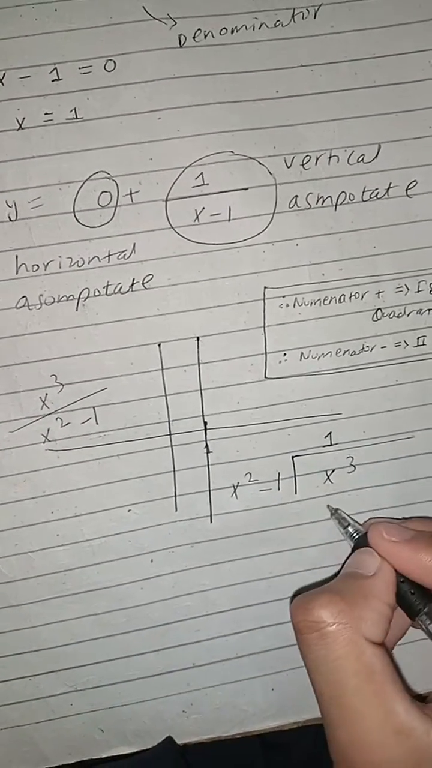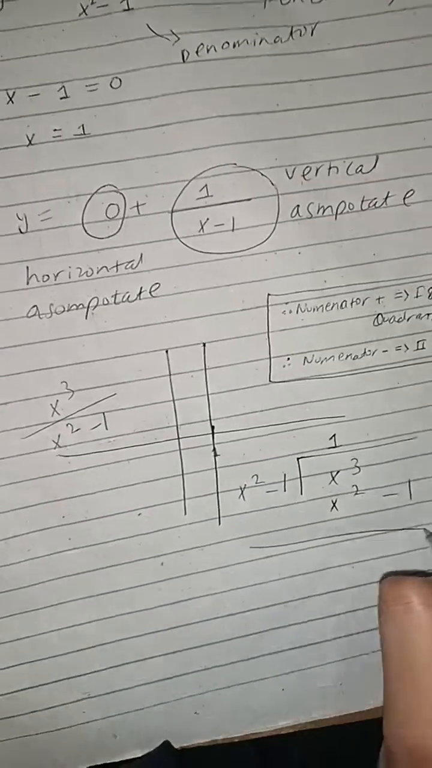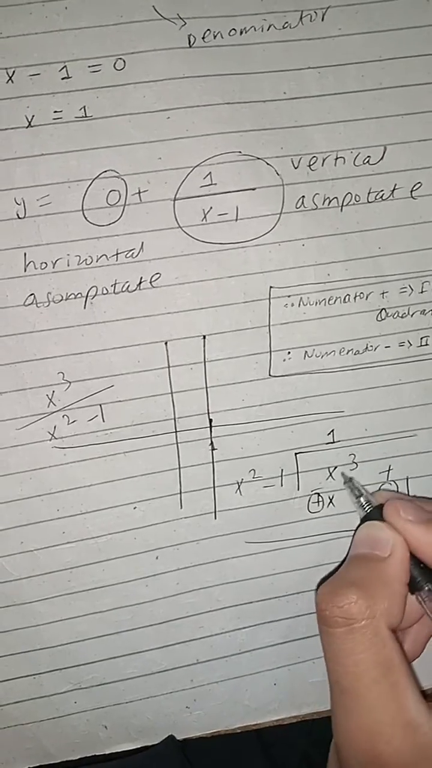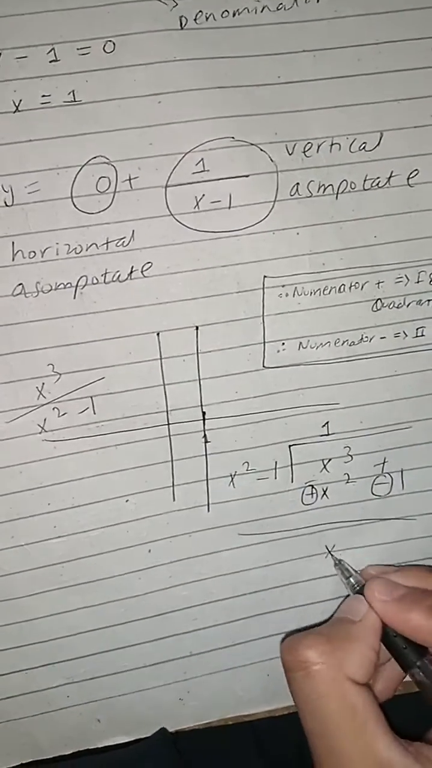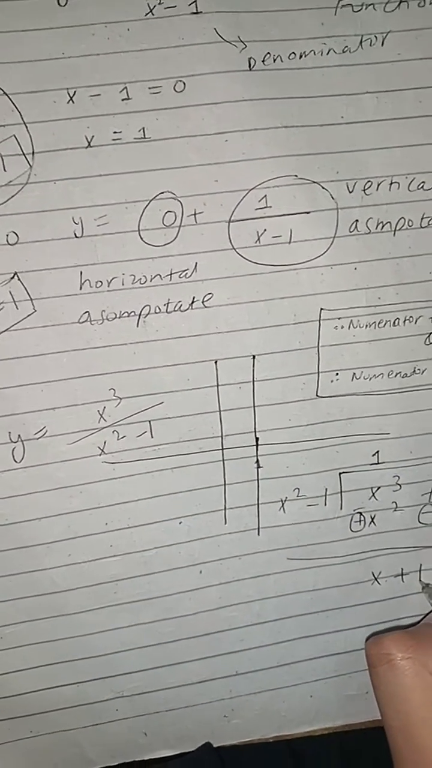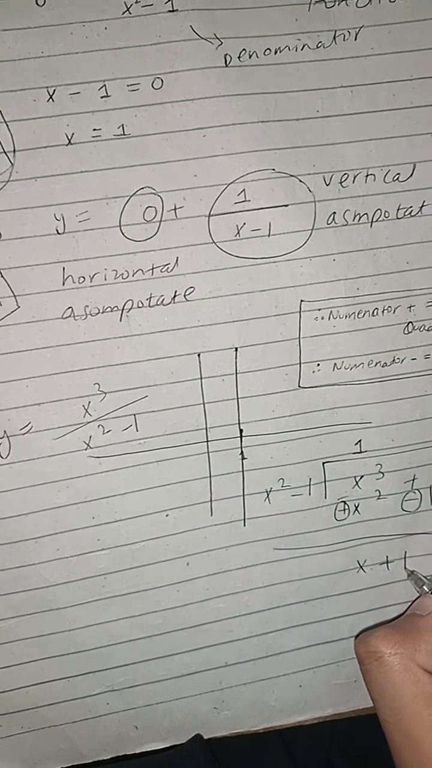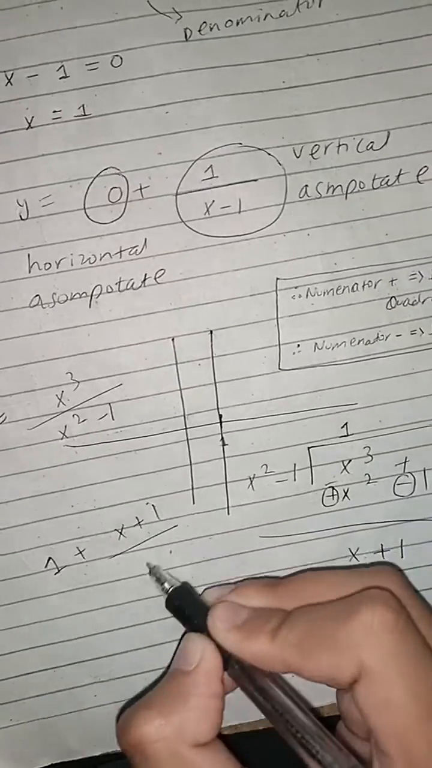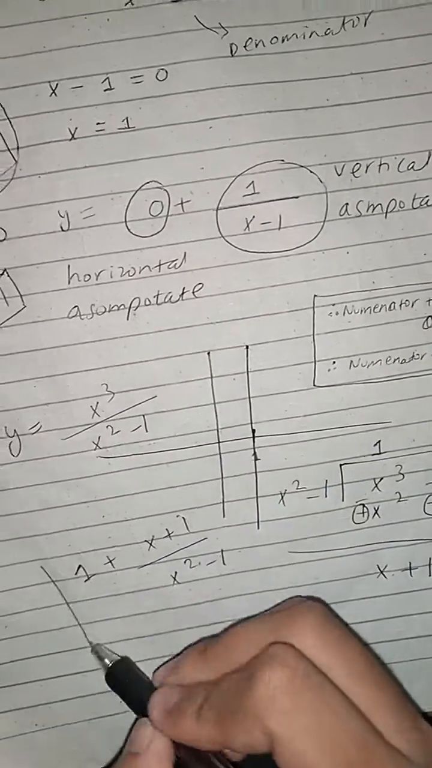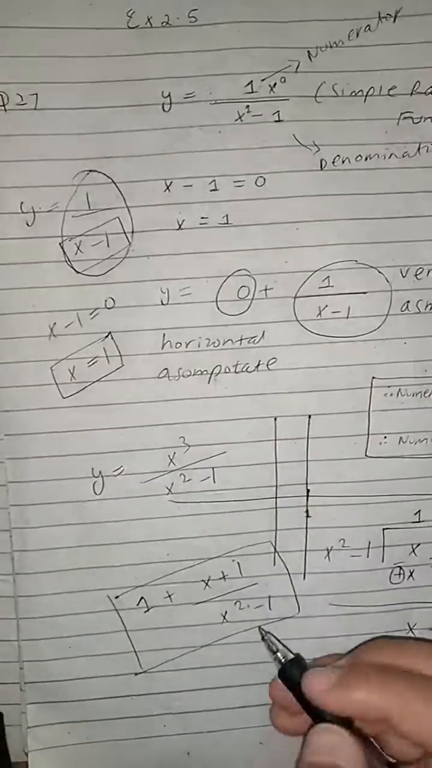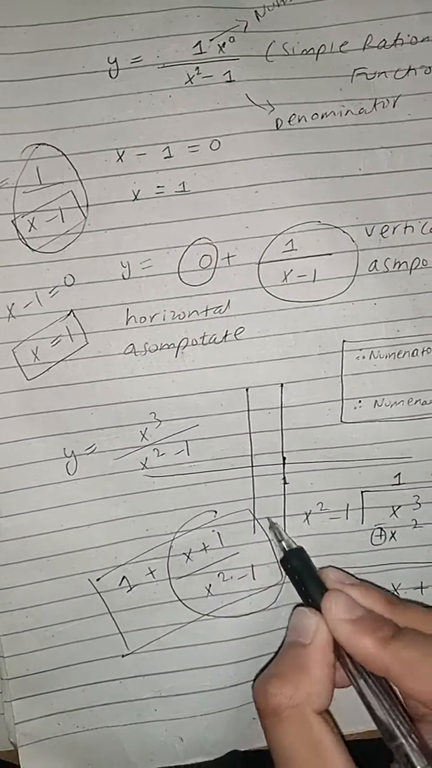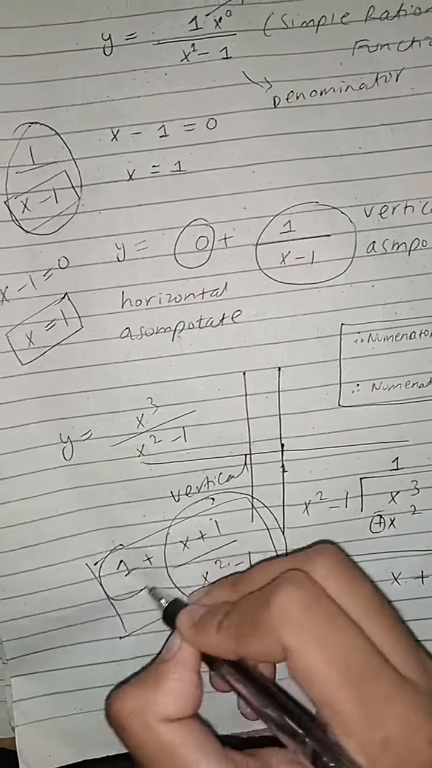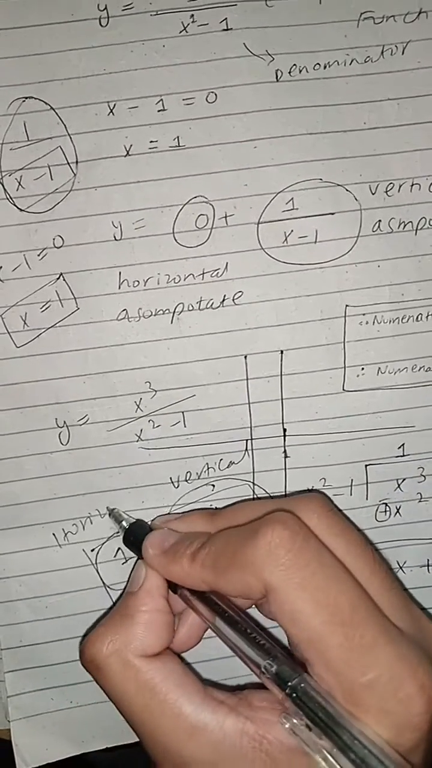When we multiply it by 1, it will be x squared minus 1, and the signs change, minus becomes plus. So it will be x plus 1. So now the value decreases, doesn't it? It will be 1 plus x plus 1 by x squared minus 1. So now the denominator has the higher degree here. So this one will be the horizontal asymptote.